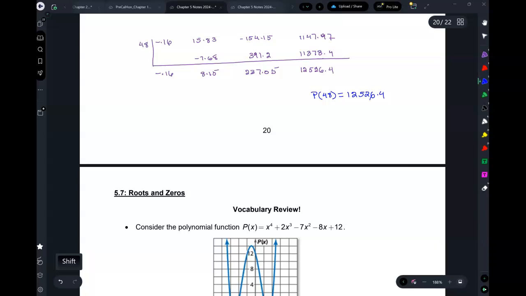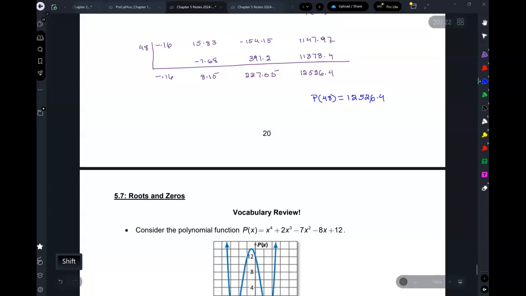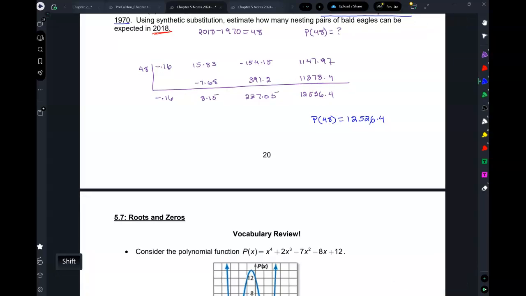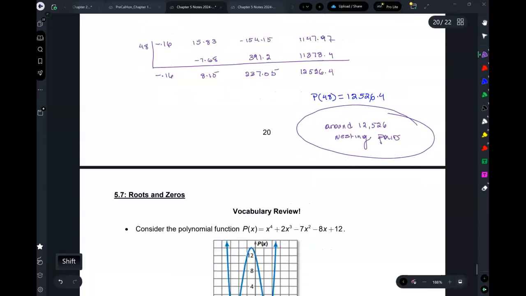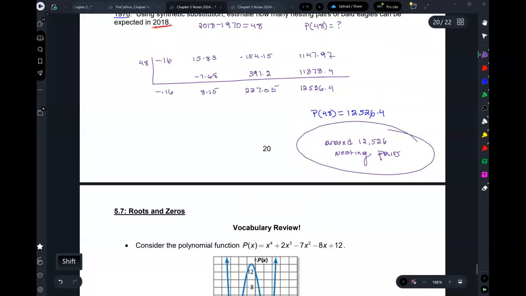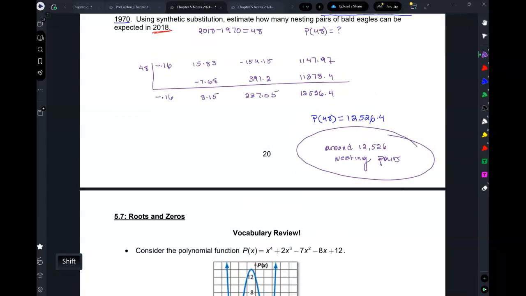But now the question is, how many nesting pairs of bald eagles can be expected? Here, you have to round mathematically correctly. So it's going to be around 12,526 nesting pairs. Got it? Get how it's 0.4 there, though, because it's 0.97 and 0.4.